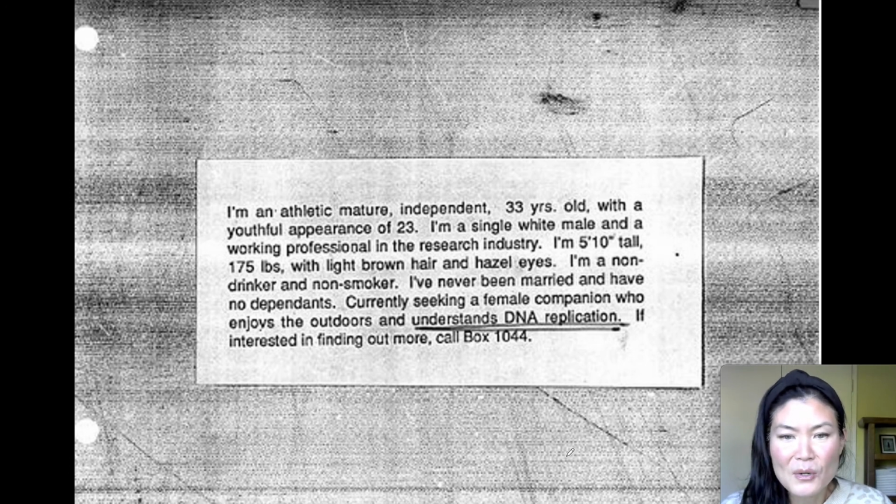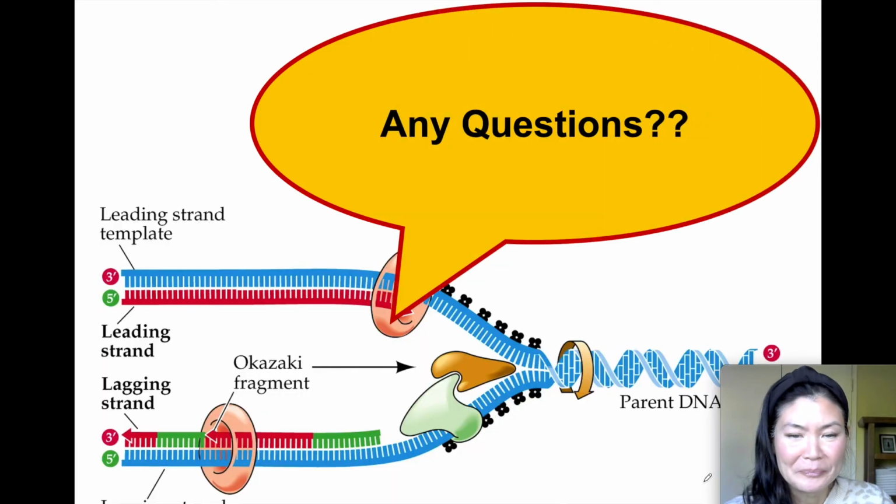Okay, so funny because this is an actual advertisement, an actual ad in the newspaper. Some guy is looking for a female that understands DNA replication. So obviously he's looking for a specific type of girl, huh?